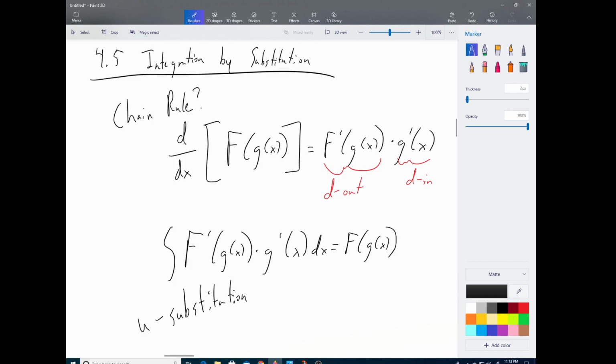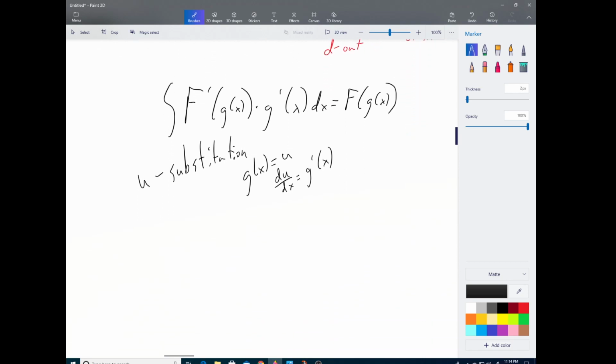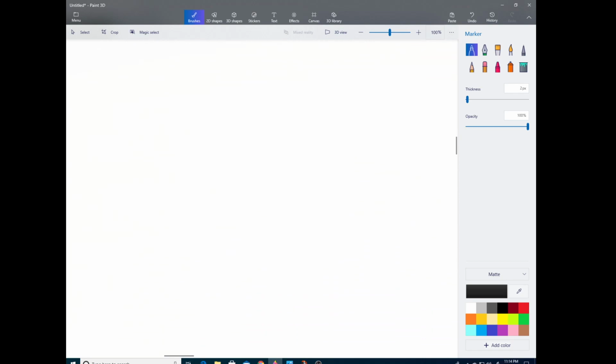And with U-Substitution, we're going to set whatever your inside function g of x is equal to u. And then we're going to take the derivative of u with respect to x, and that will be the same thing as whatever the derivative of our g of x is. So I am going to do a bunch of examples for you to show you how this works. And then for your homework tonight, it's going to be just examples practicing these different methods.